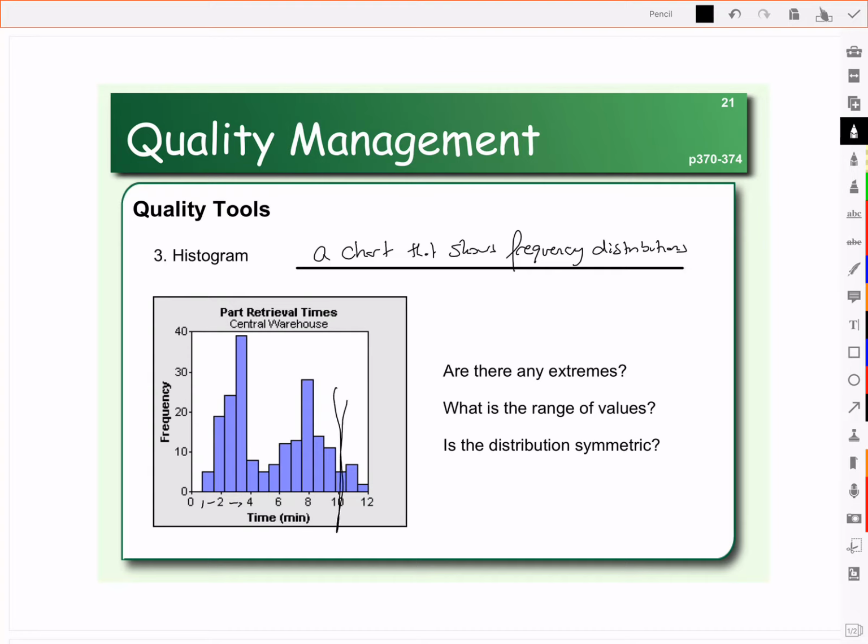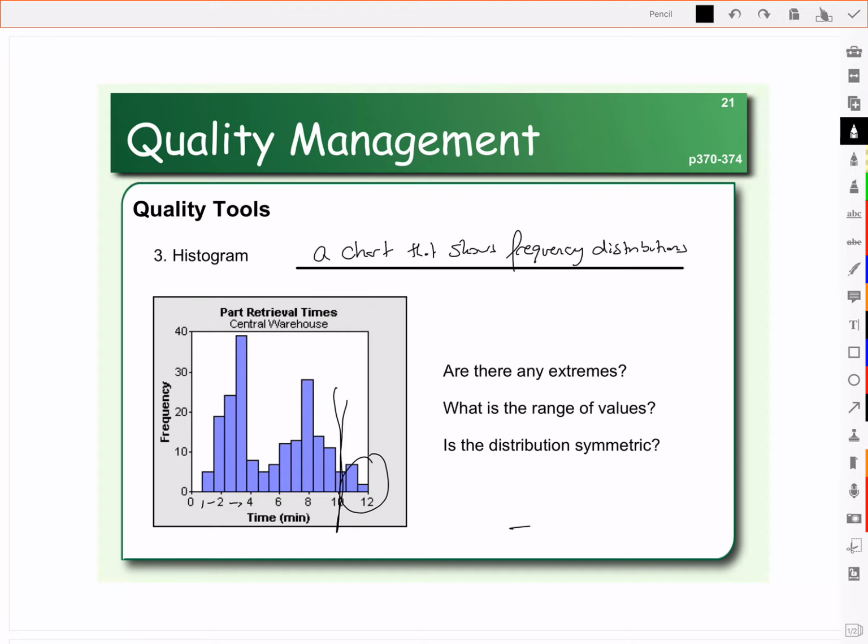If an acceptable amount of retrieval time is between 1 and 10 minutes, then we can start to see how many times we went to the warehouse and it took more than 10 minutes. So really, our quality tools are supposed to lead us to questions. They're supposed to trigger for us questions about what's happening. So in this case, the question is, what retrieval time is acceptable, and do we have any retrievals that are outside of that? Okay, so what's our range of values?